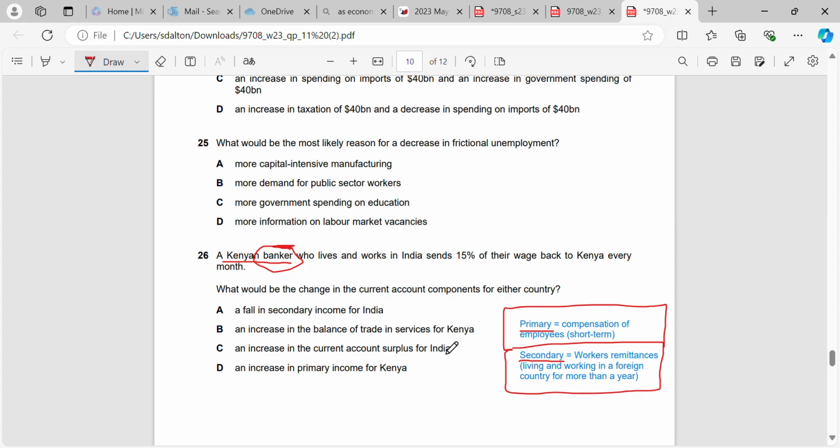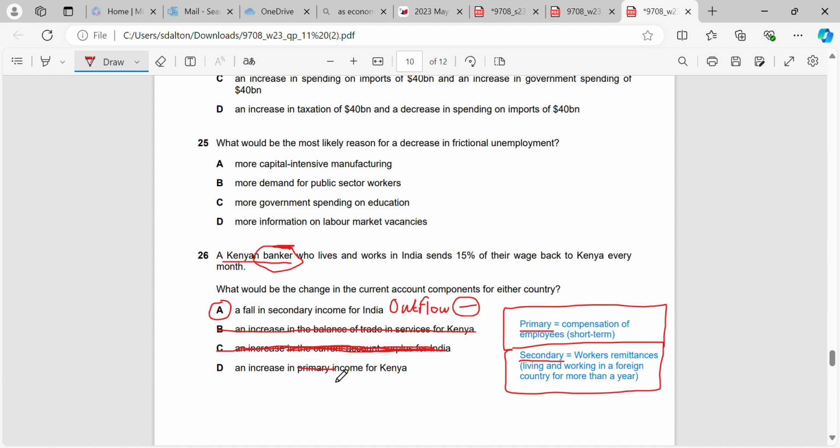So in this case, what we'll see is that it will result in a fall in secondary income for India. That's true, because it is an outflow in the secondary income for India, right? So it's going to be recorded as a debit on their secondary income. Remember, credits is the money that comes in, debits are the outflows or the money that goes out. So it has nothing to do with the trade balance in services for Kenya. It has nothing to do with an increase in the current account surplus for India. In fact, it will result in the opposite, right? It will reduce the surplus or increase the deficit because it's money coming out. It's a negative recorded in their current account balance of payments.